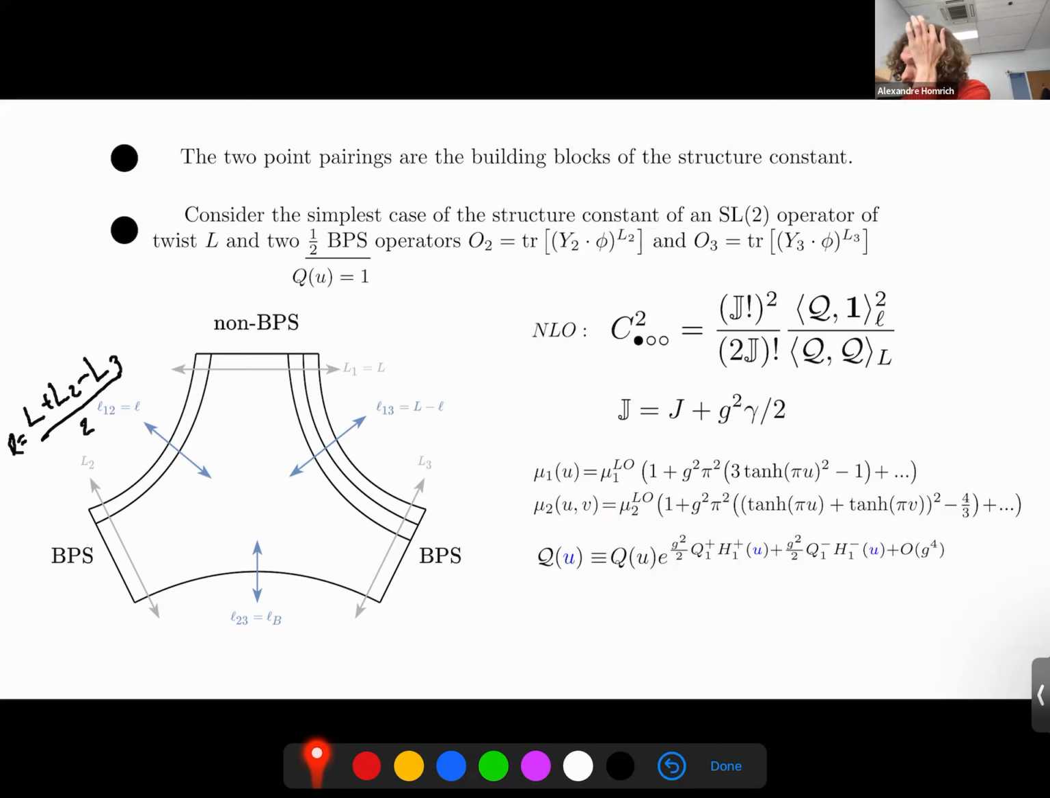Here, H are essentially linear combinations of harmonic numbers evaluated at some positions that depend on the U parameter. And these Q1 plus and Q1 minus are essentially higher conserved charges that describe the operator we're considering. So for example, Q1 plus is essentially just the anomalous dimension. And Q1 minus is a different charge. And if you want, in terms of the Q function, they are given by some simple log derivatives evaluated at i/2.